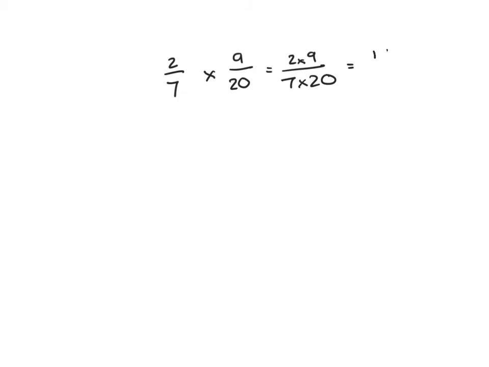So 2 times 9 is 18, over 7 times 20 is 140. Right, let's try and simplify this. 18 over 140, well, 2 goes into both of those because they're both even numbers. So that goes to 9 over 70. And that's the simplest form. So that's how you multiply fractions together.